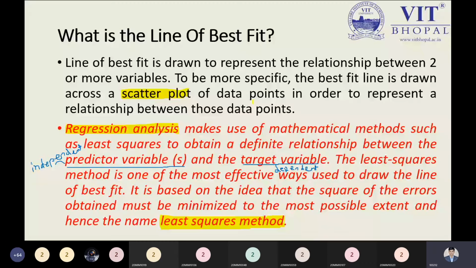And the basic fundamental concept to minimize the error is the least square method. So that's why I have highlighted it at the bottom side.